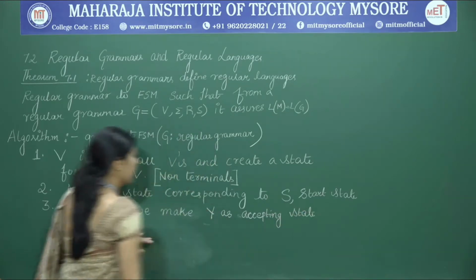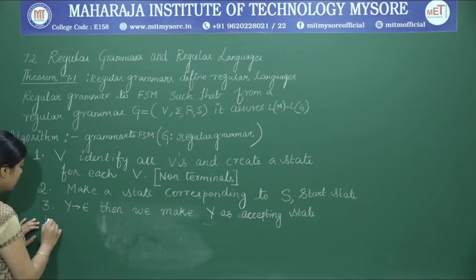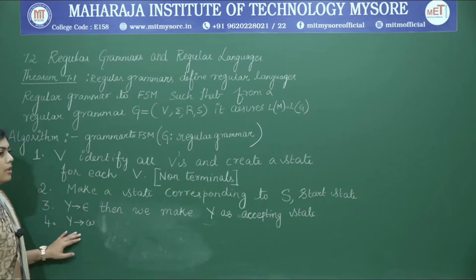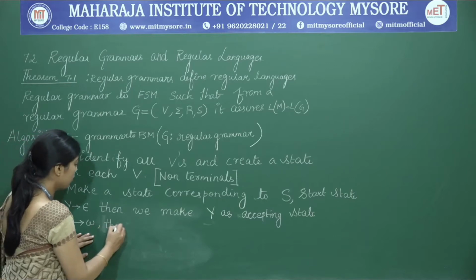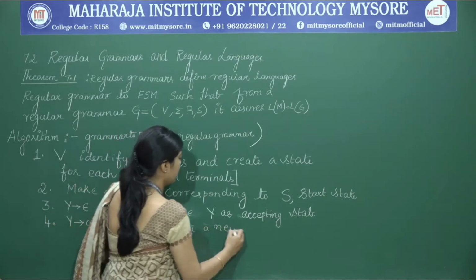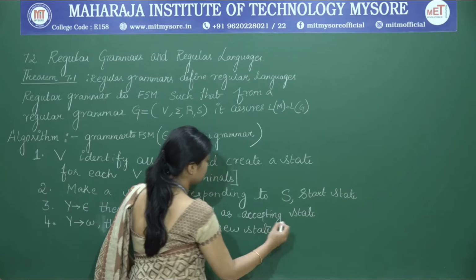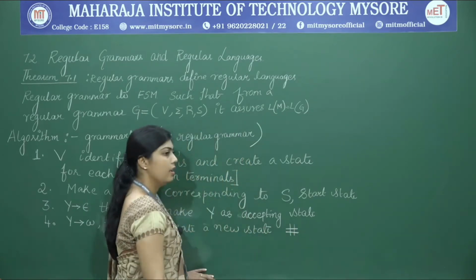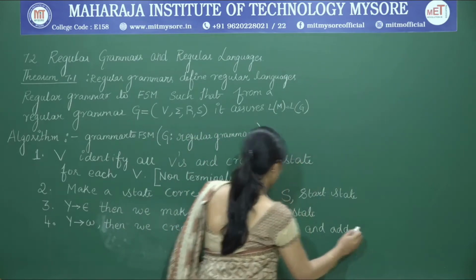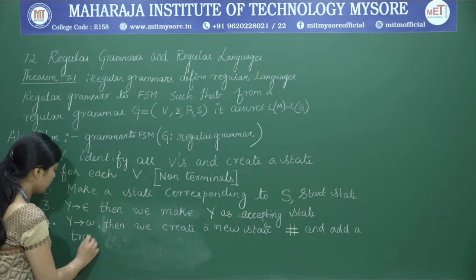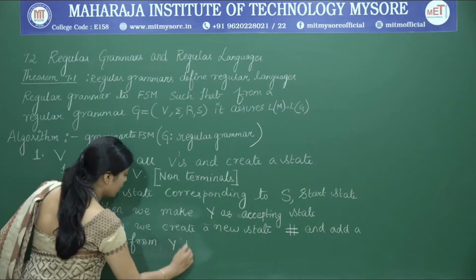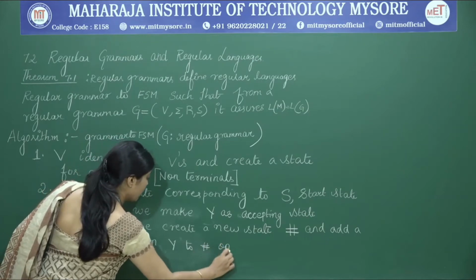We make y as the accepting state. Next, for any production in the form of y goes to some w, we create a new state, mark that state as a hash, and add a transition from y to hash on w.